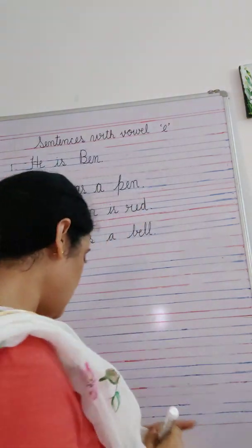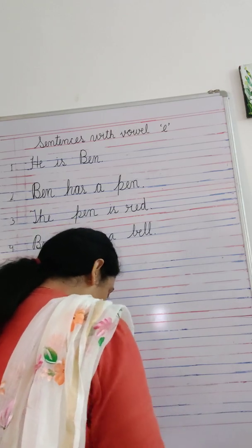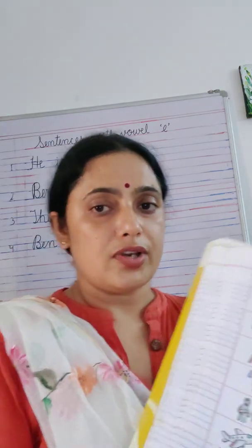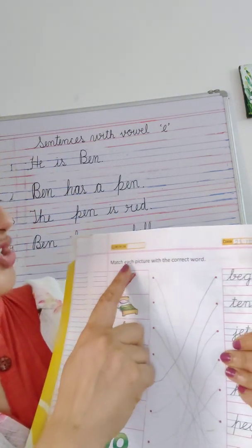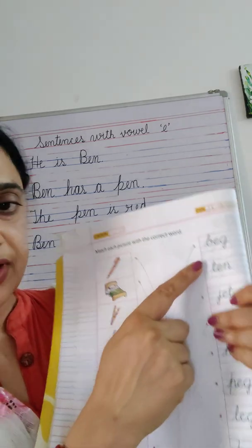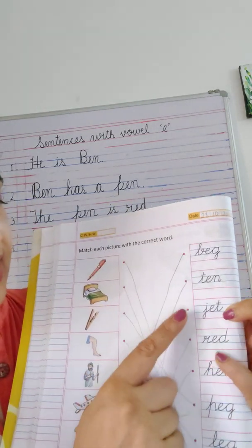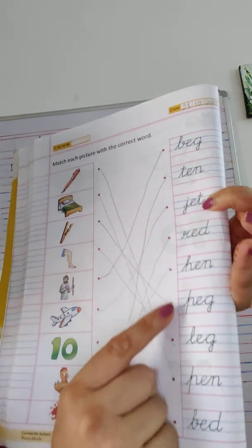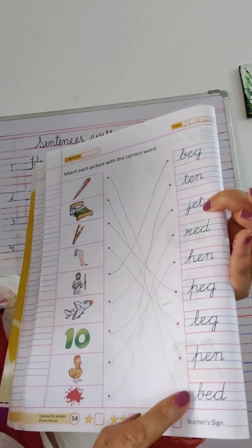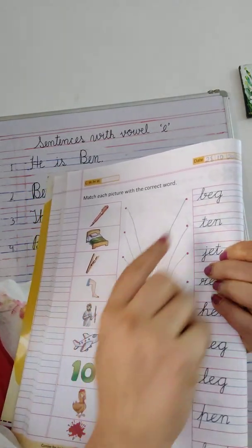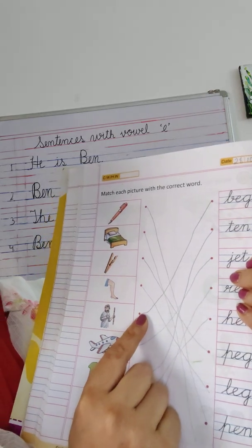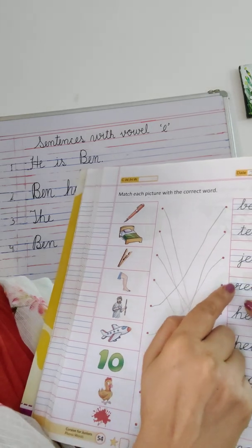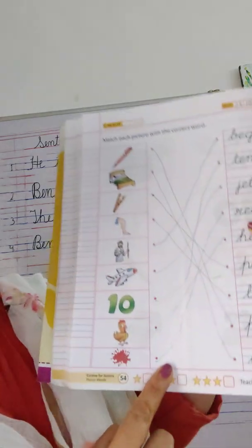Now let's do the pages from Cursive for Junior. We are doing page numbers 54 and 55. Here you have to match each picture with the correct word. First read these words: bag, ten, jet, red, hen, peg, leg, pen and bed. Now match them with their pictures. Bag, so this man is begging. Ten, number ten is here. Jet, this is the jet. Red, match it with the color red.